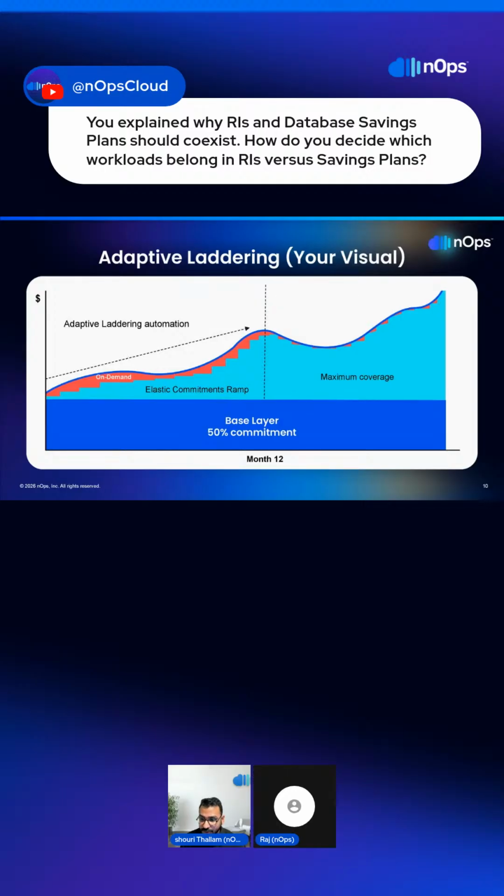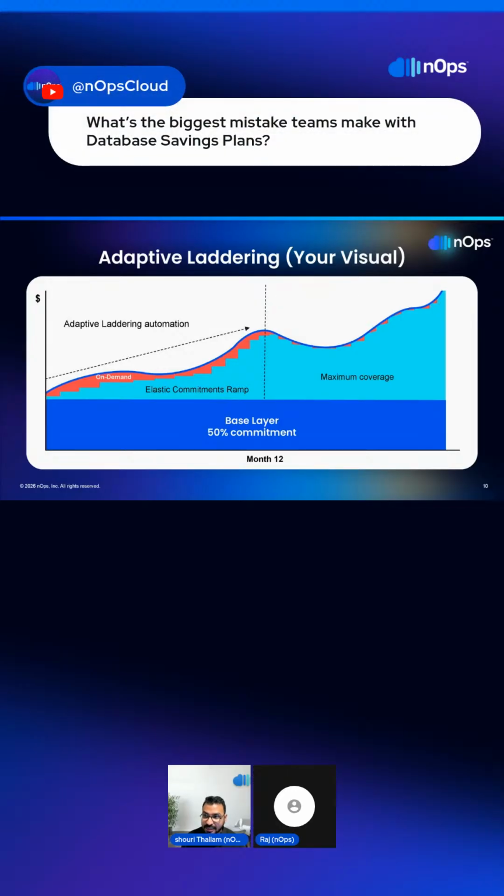We also got one more question here. I can help answer this question. What's the biggest mistake teams make with database savings plans? First one, without knowing, they think it's going to cover everything, and they just go and blindly commit to a dollar value. That's one of the most common mistakes I've seen with customers.